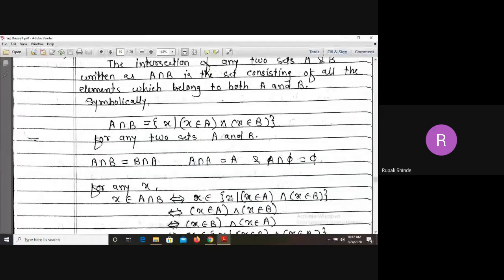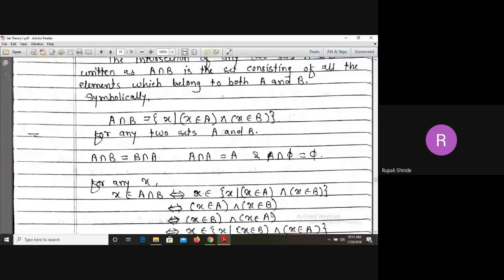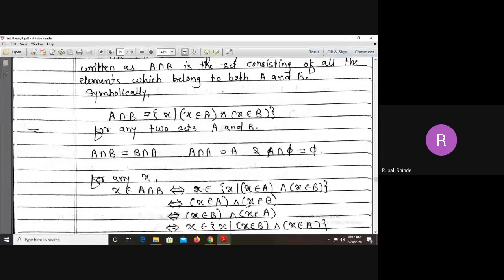Okay. Now in the next step, X belongs to such that X is a member of A. The meaning of this statement is X belongs to A. Again, for any element X, X belongs to B, means X is a member of B. Now this is a conjunction operation, so we can change the position of the sets A and B. Like A conjunction B is equivalent to B conjunction A. Likewise, X belongs to A conjunction X belongs to B is equivalent to X belongs to B conjunction X belongs to A. We have just changed the position of the sets.